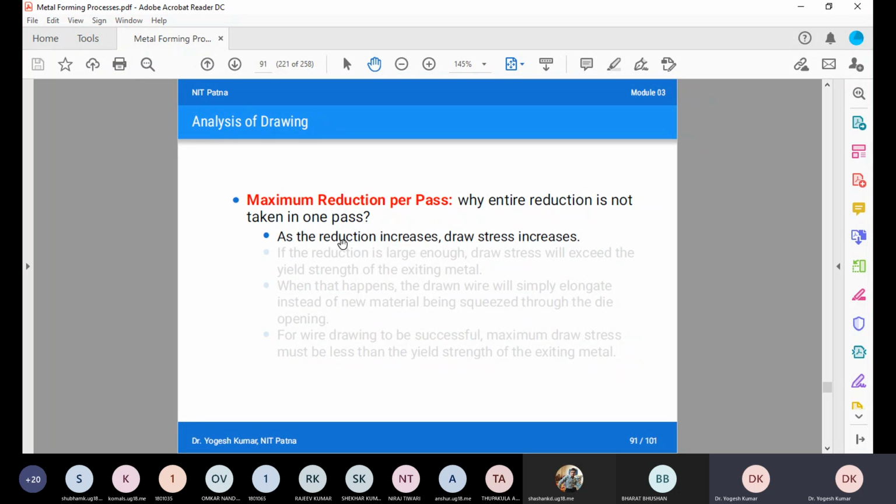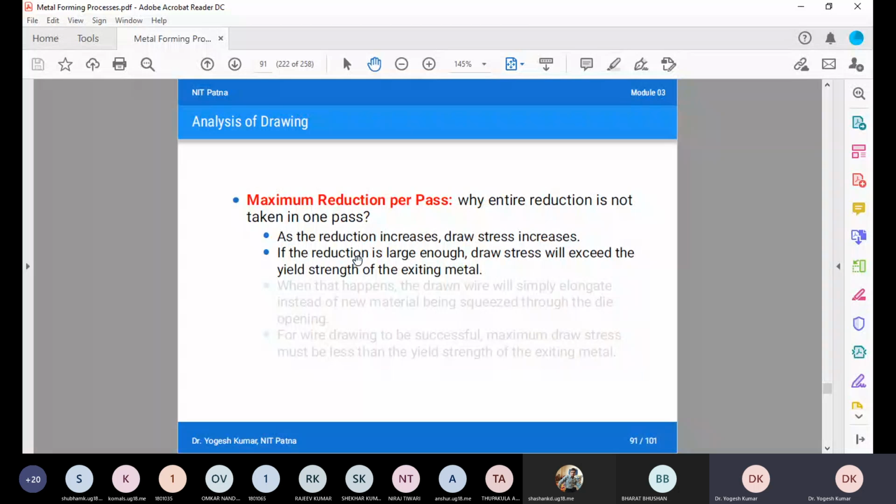Because as we increase reduction, the draw stress increases. Okay, so as this draw stress increases with the increase in reduction, what will happen? This draw stress will increase slowly and will become more than the yield strength of your metal, or your wire, wire or bar.